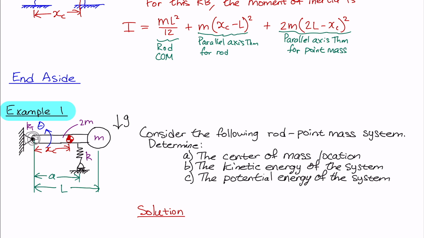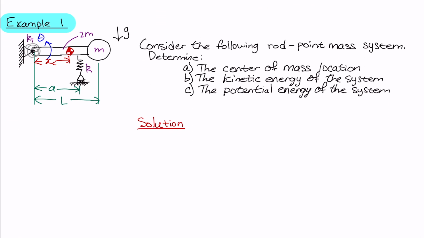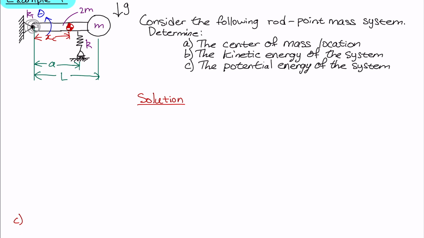Okay, so we're going to first compute the center of mass and the kinetic energy of the system, and we'll do that in two ways. Then we will also compute the potential energy of the system, and we'll also do potential energy with respect to gravity in two ways. For springs, they're always the same. There's no separate way to do those. Okay, so for A, we're going to do exactly what we just did.